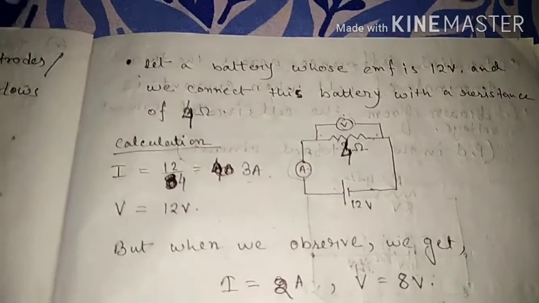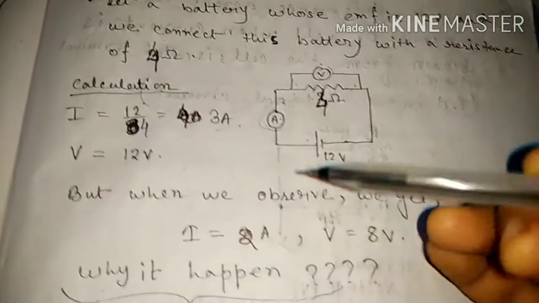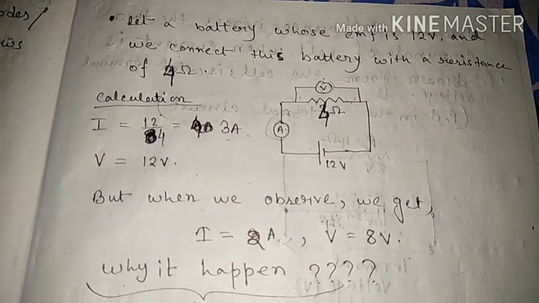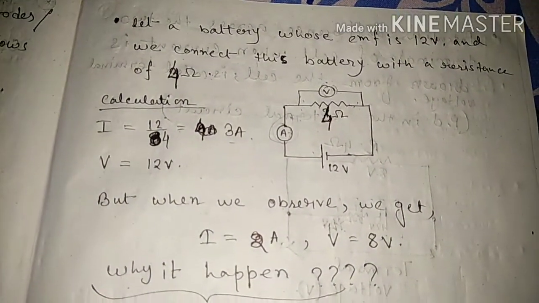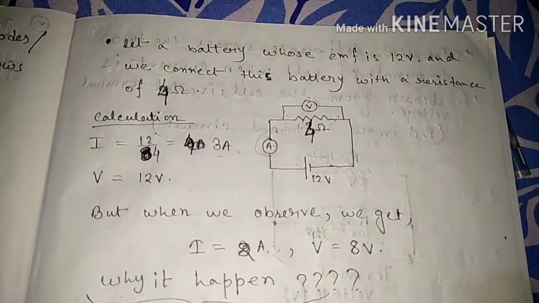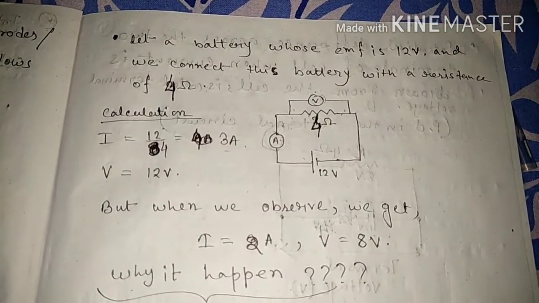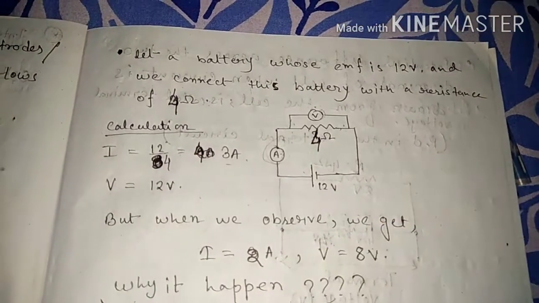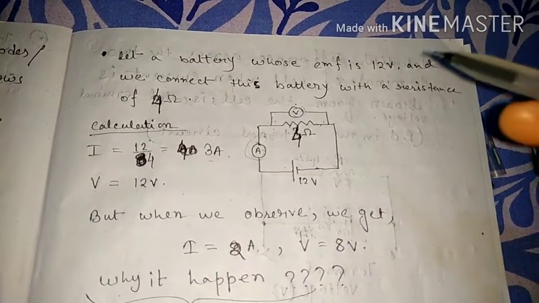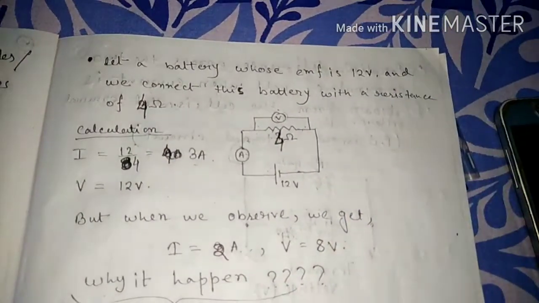But in practical classes, when we observe, the ammeter gives us 2 ampere, and the voltmeter gives us 8 volt. But why does it happen? It is a 12 volt EMF. We said its potential difference decreases, but why does it decrease? Where does it decrease? In practice, we say Ohm's law gives a straight line, but practically the points do not all lie on the same line.